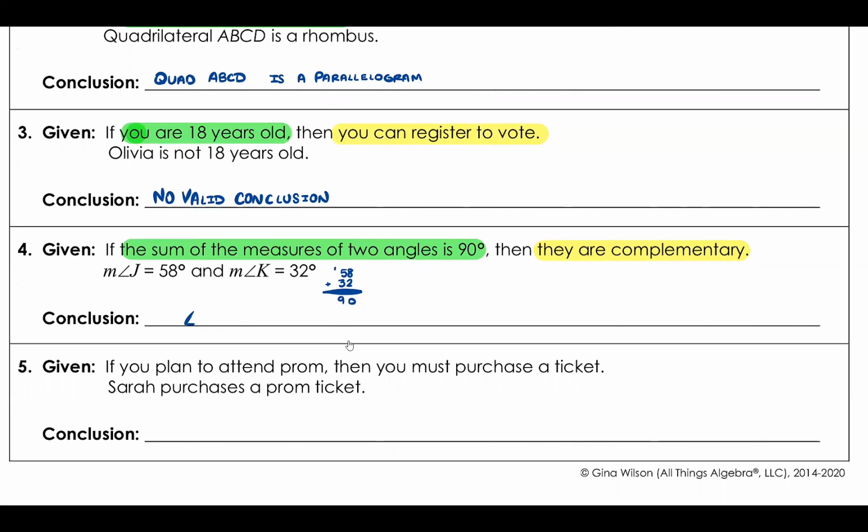So if they add up to 90, they're what? They're complementary. Does that match? So what conclusion can we draw about J and K? Angle J and angle K are complementary angles.